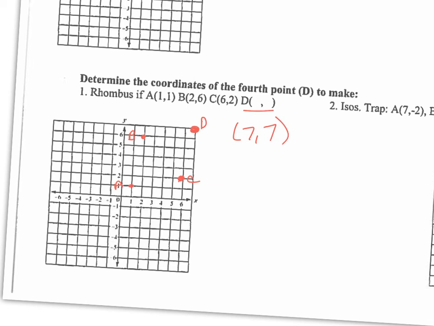A few other people might have found the slope from A to B. So they did up 1 over 1, 2, 3, 4, 5. And then from B, they went down 1 over 1, 2, 3, 4, 5. And they plot this point here. And notice if I plot that point there and I connect my dots, it still makes a rhombus.